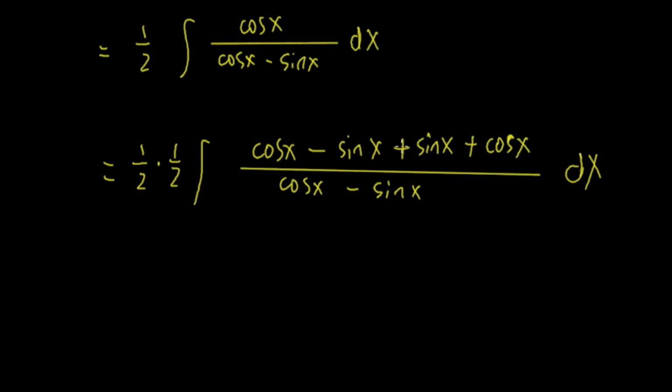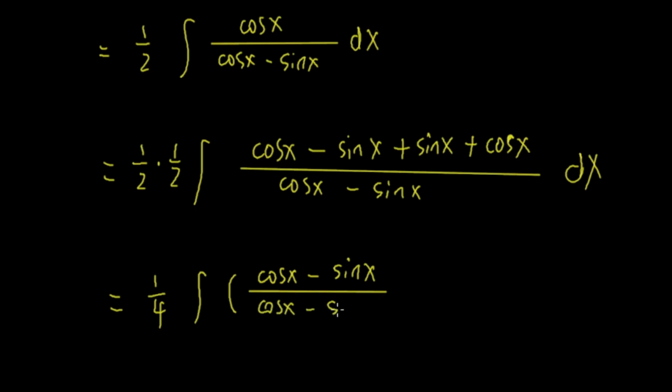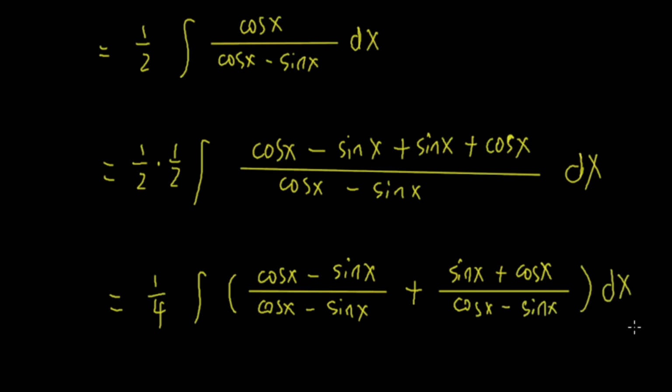Now, what can I do? Now I can break it up from here, right? So that is here, 1 over 4 integral of cosine x minus sine x, all divided by cosine x minus sine x. Now, plus, this is plus, sine x plus cosine x all over cosine x minus sine x dx.